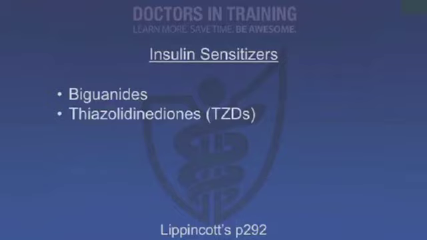There are basically two types of insulin sensitizers that we'll talk about: biguanides and thiazolidinediones, or TZDs.